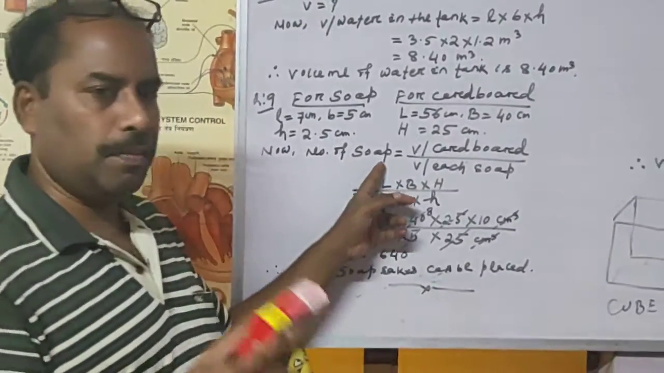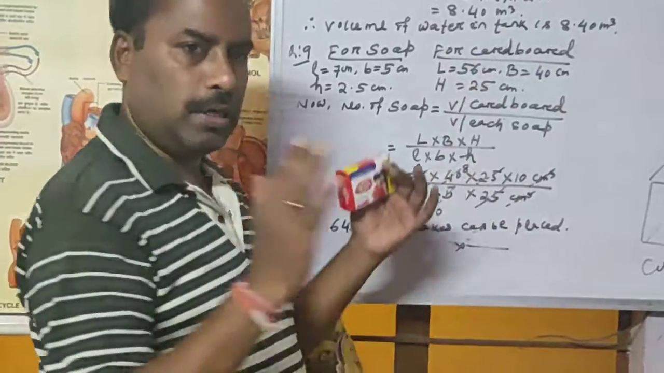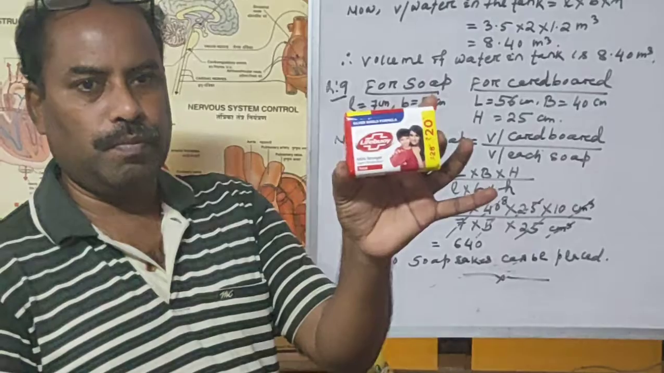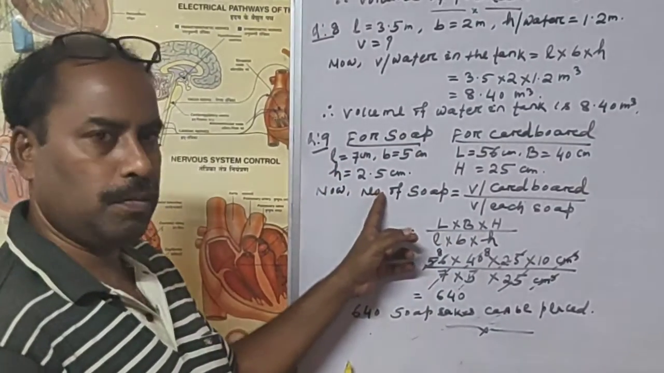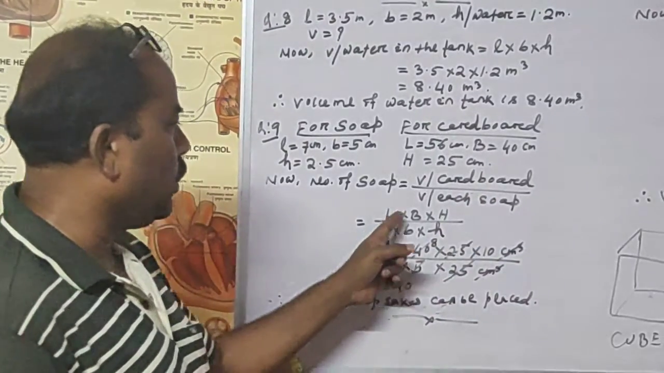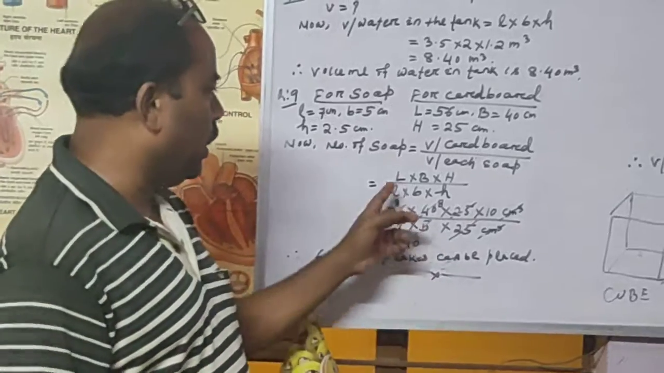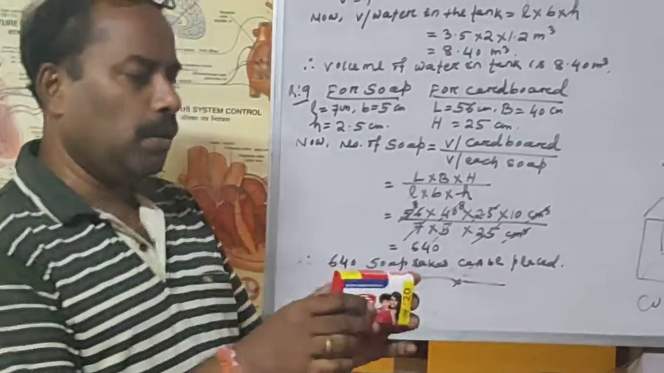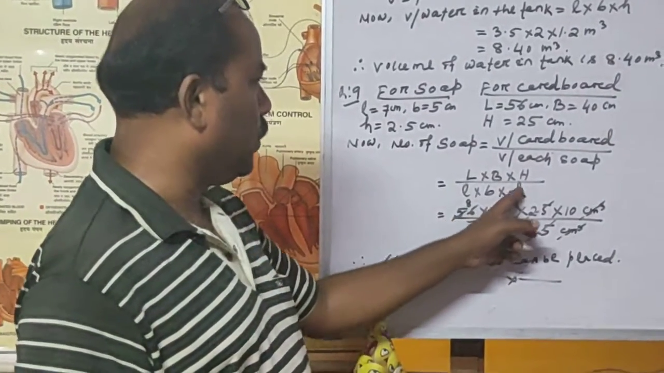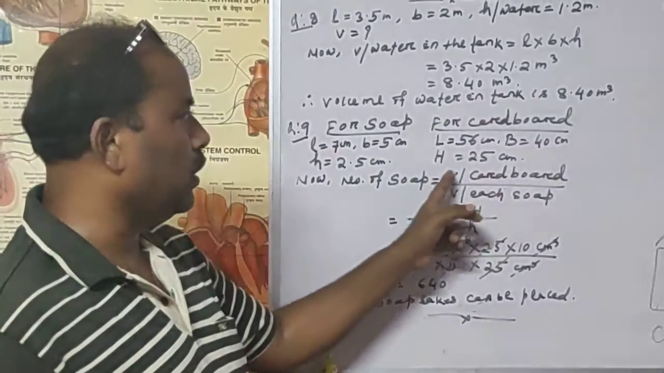The number of soaps we can place in the carton box is equal to the volume of the cardboard box divided by the volume of each soap. Then we will get the number of soaps. So this is the formula. Now the volume of the cardboard box is L into B into H, because L, B, H are different, so it is a cuboid. And the volume of each soap is also L into B into H. For the soap I have written small letters, and for the cardboard box I have taken capital letters.